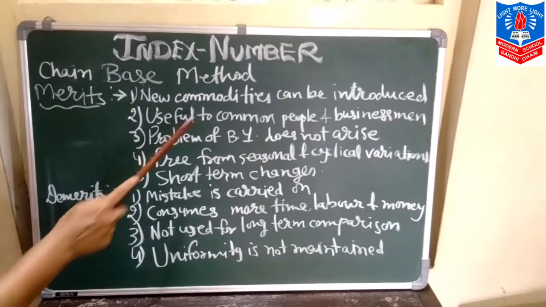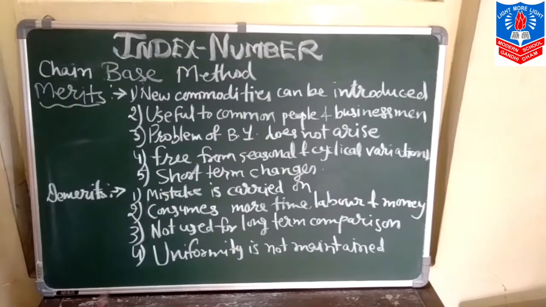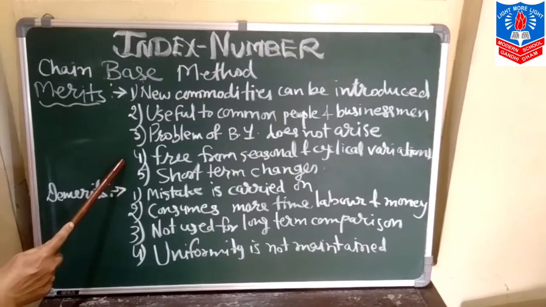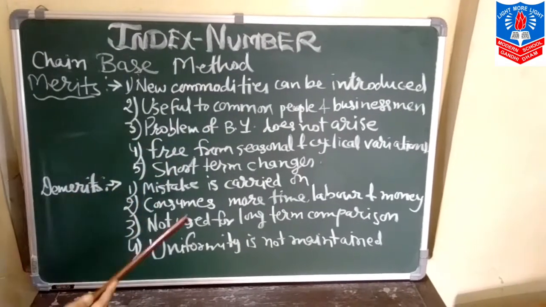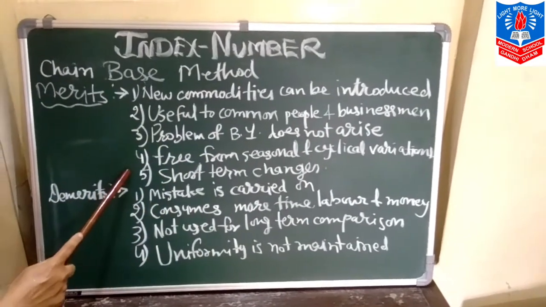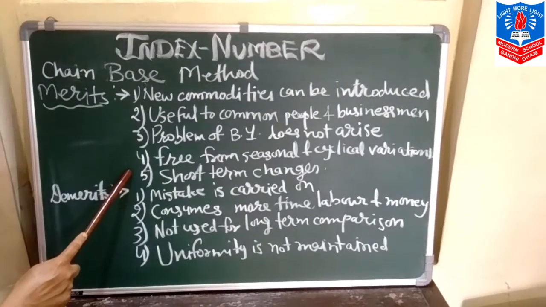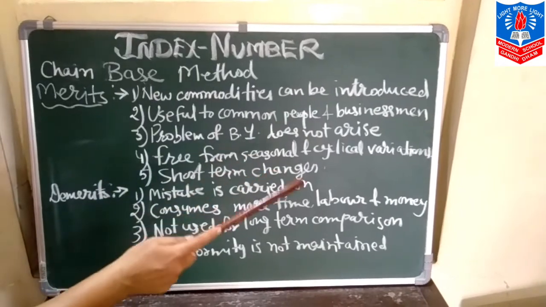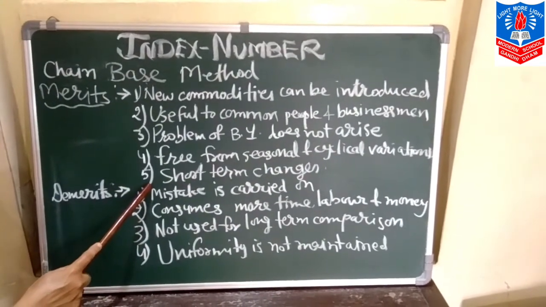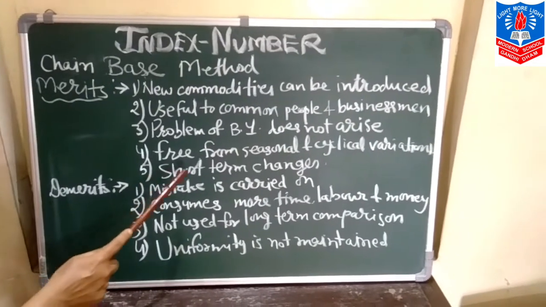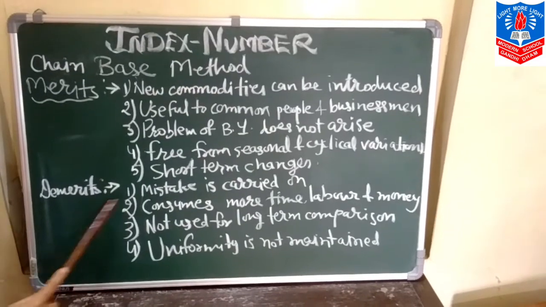Hence, it is useful to common people and businessmen. Next, as the immediate preceding year is taken as the base year, the problem of base year does not arise. Fourth point, the index number obtained by this method is free from seasonal and cyclical variations. And the last one is that this method is useful in studying short-term changes. Now come to demerits.